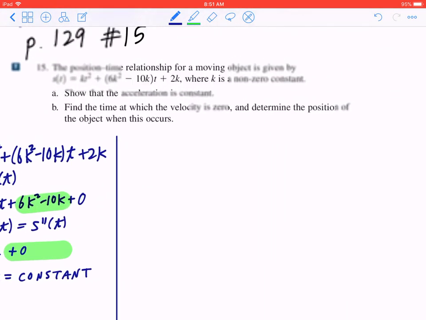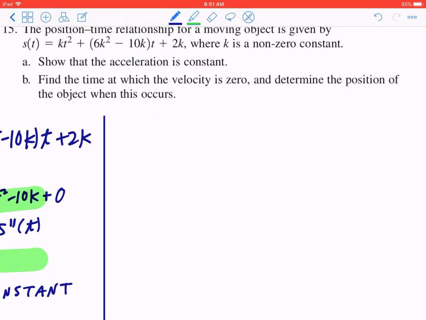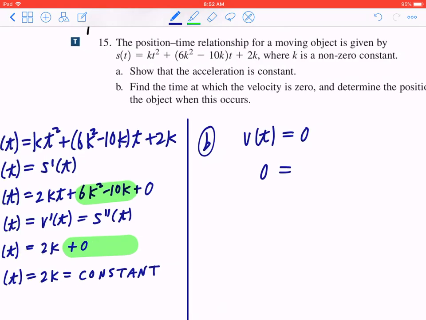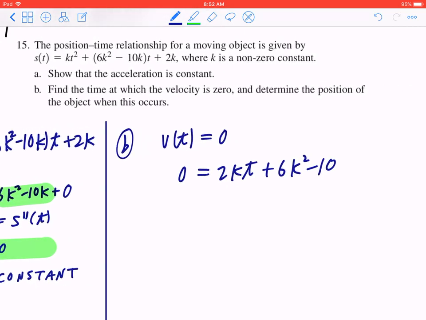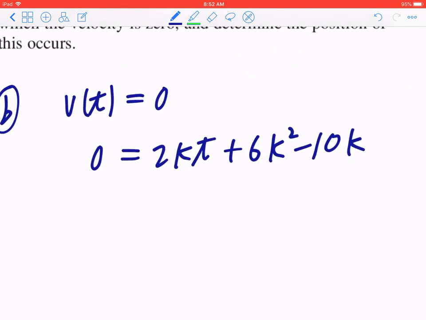Part B. Find the time at which the velocity is 0 and determine the position of the object when this occurs. So the first step is to find time when velocity equals 0. This means in math, v of t equals 0. Now from part A, we found the velocity. So we're going to copy 2kt plus 6k² minus 10k, and we set this to 0.